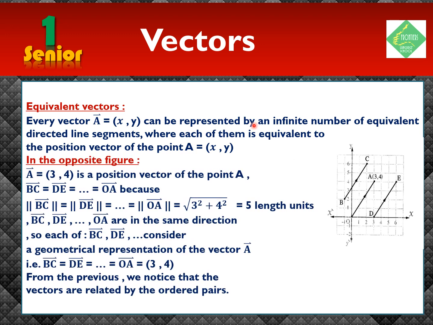Let's move to another rule. Equivalent vector. Every vector A can be expressed by an infinite number of equivalent directed line segments, as we discussed. In the opposite figure, A equals 3 and 4 is the position vector of the point A. And BC equals DE. Why? Because they are moving in the same direction and having the same length. Because BC norm equals DE norm, which is the distance, which is 5 length units. We can notice that the vectors are related by ordered pair, x coordinates and y coordinates.